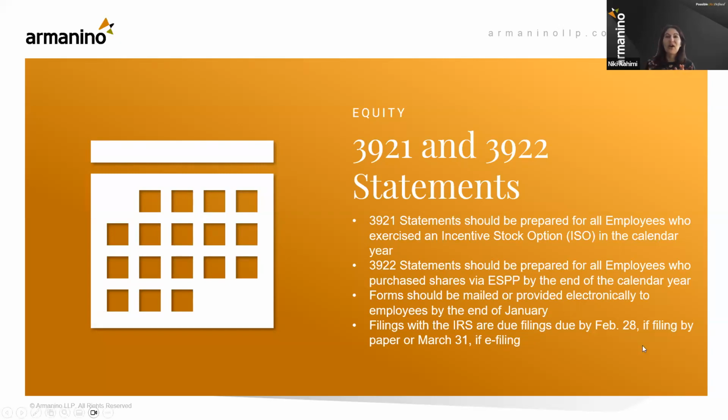At the end of the year, you're going to be putting together 3921 statements for your ISO exercises and 3922 statements for your ESPP purchases. Filing deadlines are the same as other 1099 forms. You want to get your statements out to the employees and the vendors by the end of January. Paper filings with the IRS are due at the end of February, and since we've got a leap year next year, that's actually February 29, so one more day. For e-filing, it's March 31.